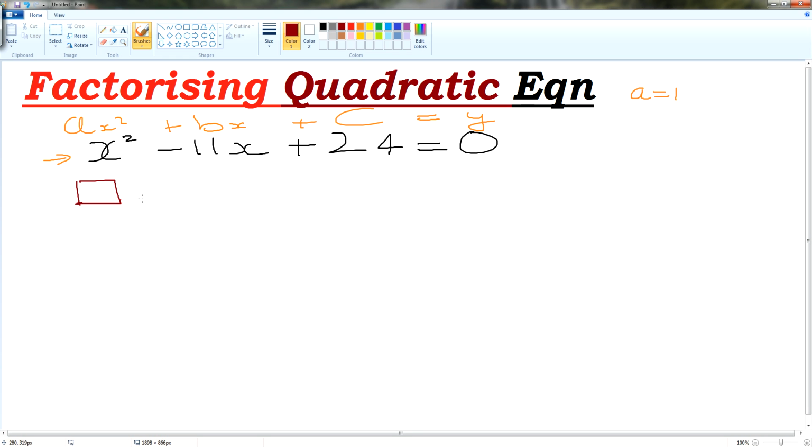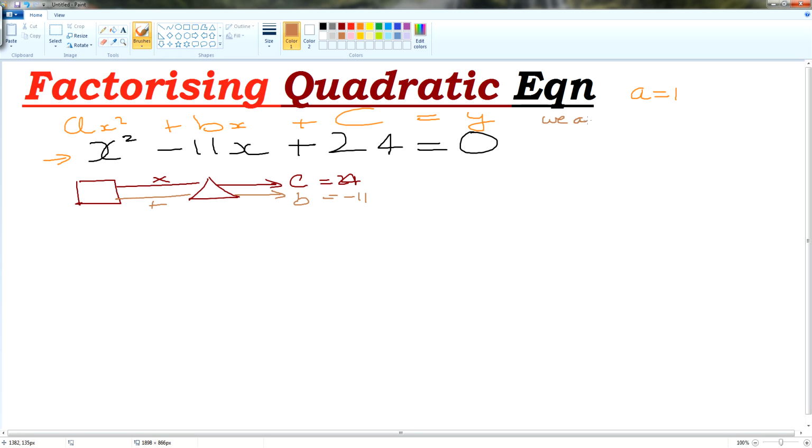So I'm going to represent the two numbers by a rectangle and a triangle. Now when we multiply these two numbers, it will give us the last number. What's the last number? C, which is equal to 24. And these same two numbers, when we add them, will give us the middle number, which is B, which is minus 11. So this is how we look at the question. So what do we say? We are looking for two numbers that multiply to give you the end number, but add up to give you the middle number.